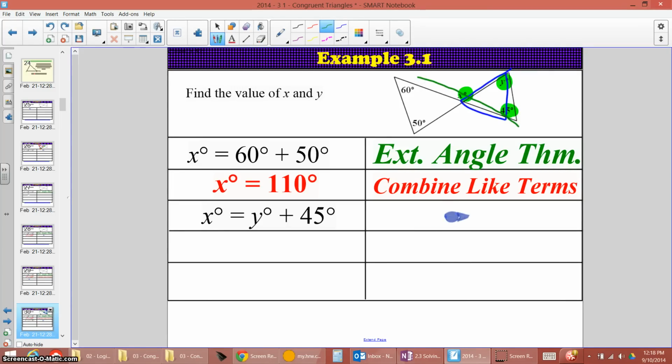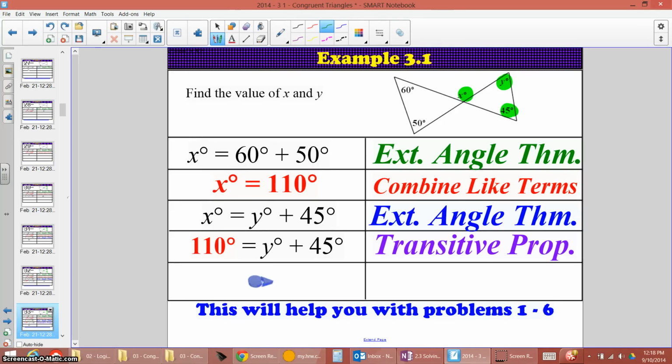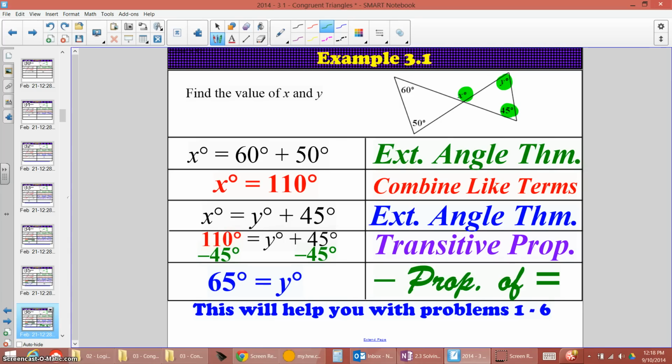It's got this extended piece right there. So x literally equals y plus 45. Okay, so I plug in, I do some substitution or transitive property. Either way works. And we do some algebra, and we use the subtraction property. Great proof of why x equals 110 and y equals 65, using just the exterior angle theorem.